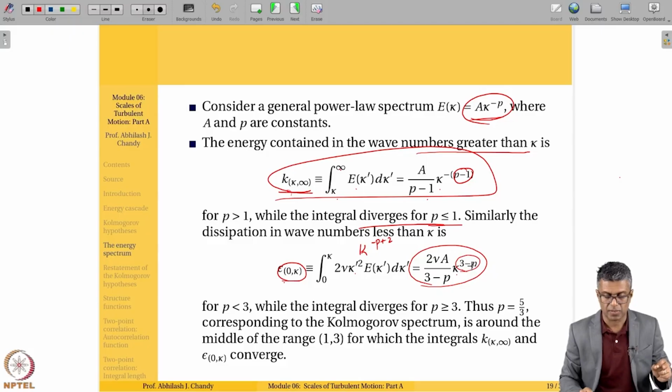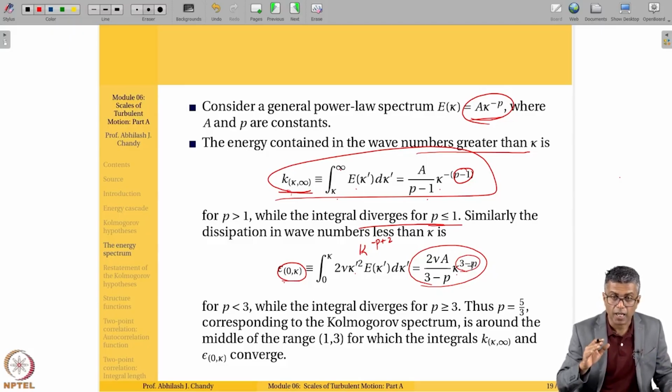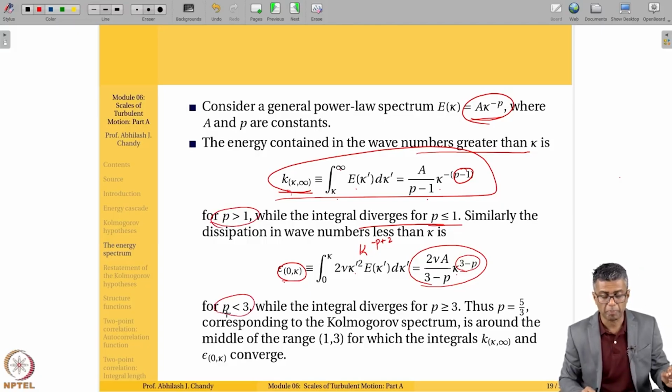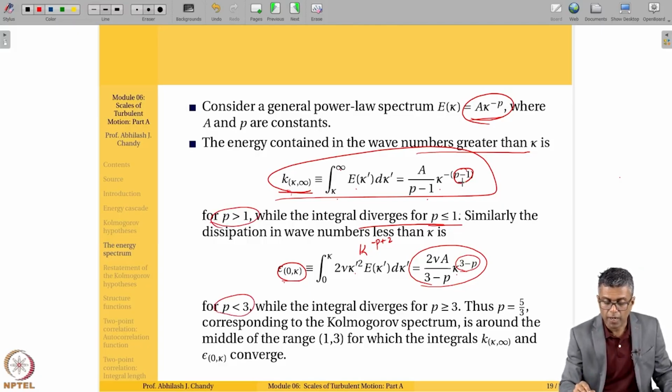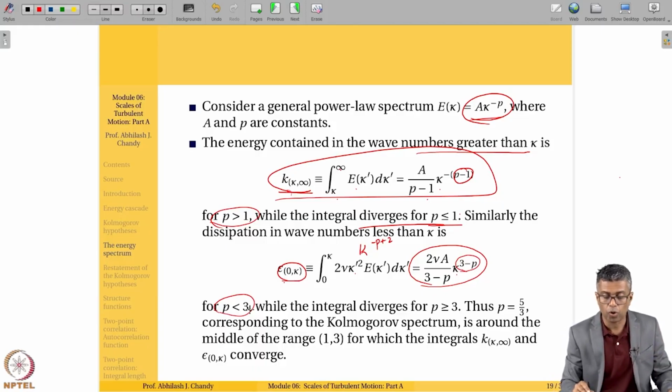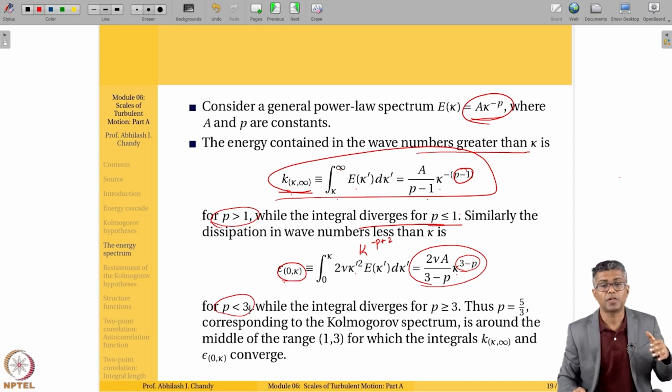So in that sense, your equation is such that p has to be greater than 1 and less than 3. Remember, for the kinetic energy you were considering p to be greater than 1. Here you want p to be less than 3 because the dissipation goes from 0 to kappa.